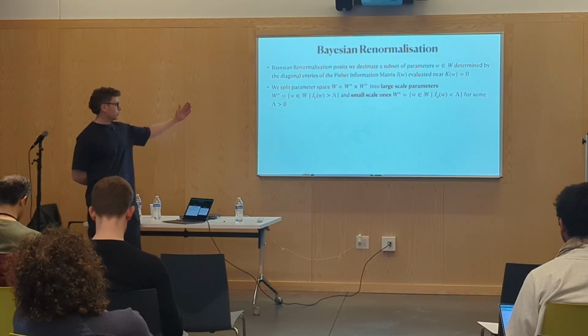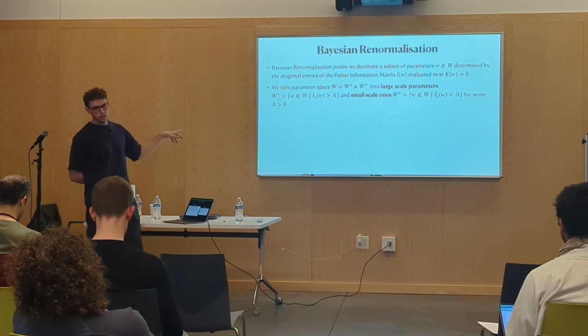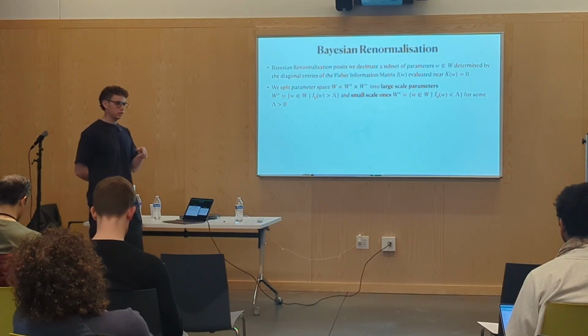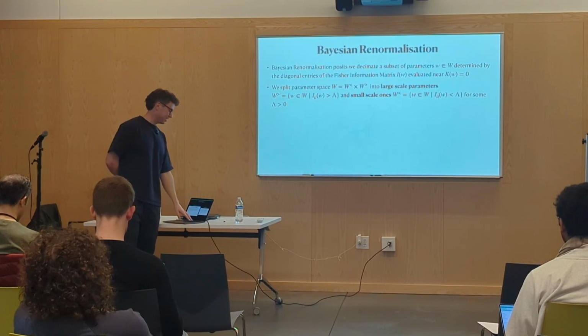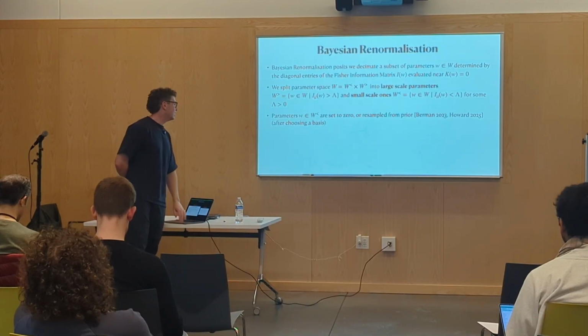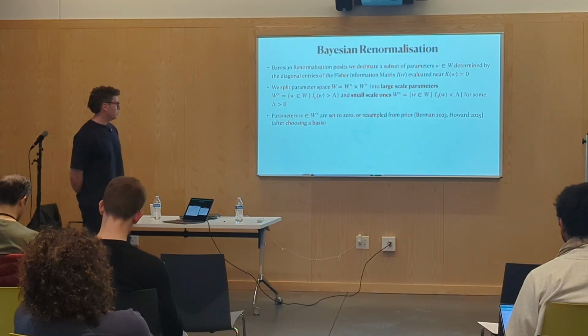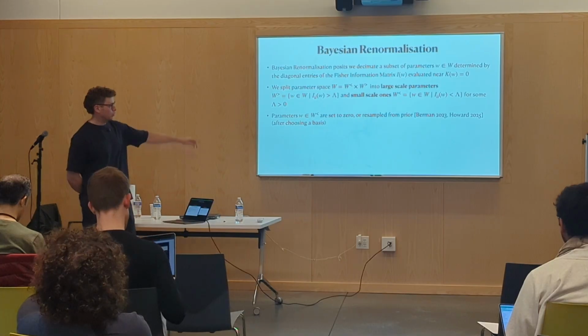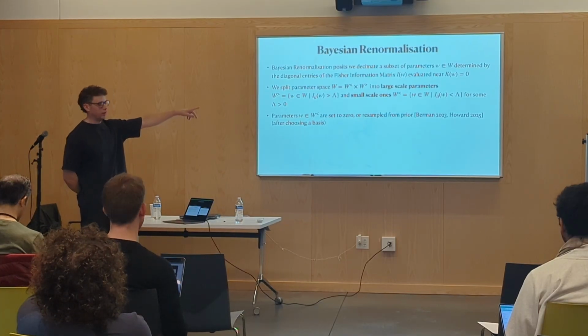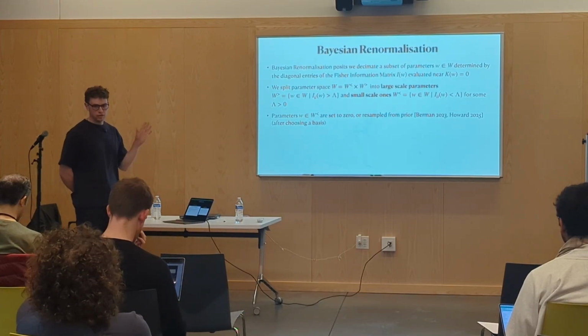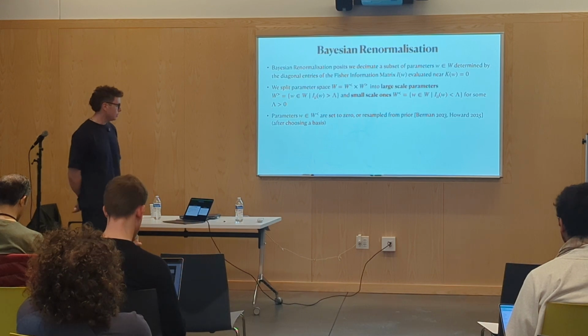So they will look for ones that are smaller than some given cutoff scale, capital lambda, and they'll set them to 0 or resample from the prior, or there's probably other ways you could do it. So the parameters that are considered small scale, so ones that are smaller than this Fisher information diagonal entries, are removed from the model.